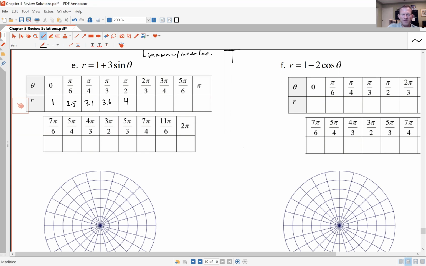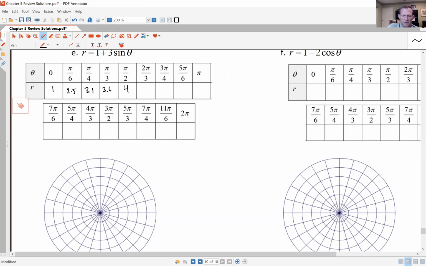So we see we're going from theta equals 0, r equals 1, theta equals pi over 6, 2.5, theta equals pi over 4, 3.1, theta equals pi over 3, 3.6, and theta equals pi over 2, 4.